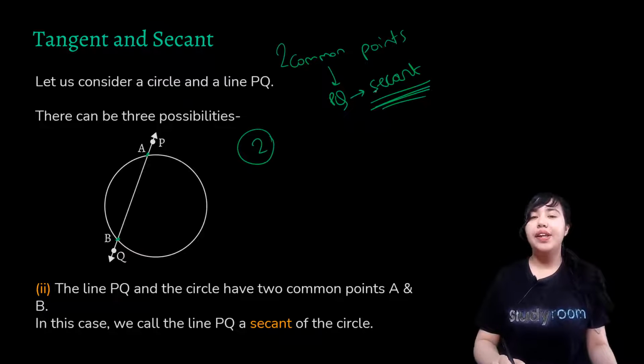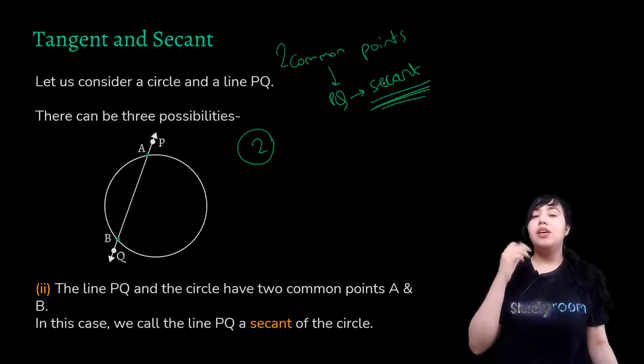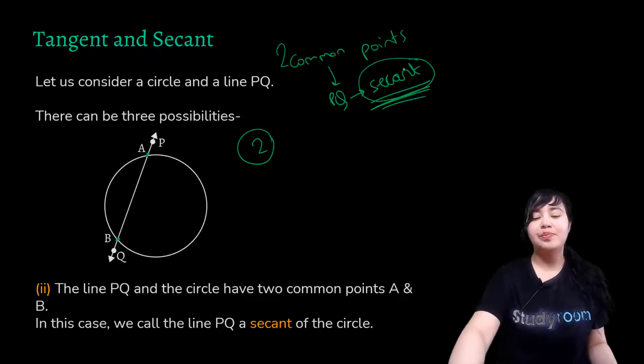Okay, this is very important. What do we mean by a secant? To understand a secant, you have to consider a line and a circle. But a very special case arises when this line touches the circle at 2 common points. That is when that line is called the secant.